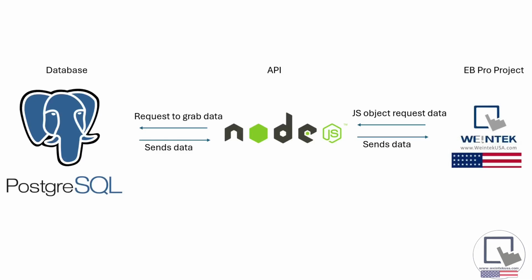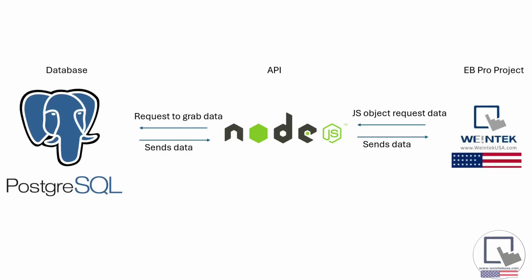Today, I'll show you how to connect a PostgreSQL database to an EasyBuilder Pro project using a Node.js API. We'll also walk through the process of requesting and sending data between PostgreSQL and EasyBuilder Pro, providing you with a guide for integrating databases with your HMI.